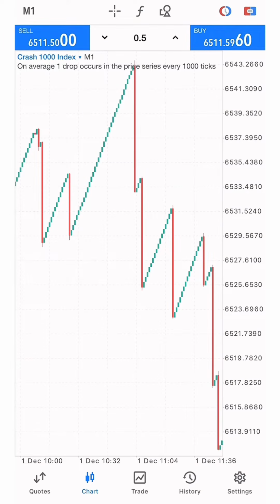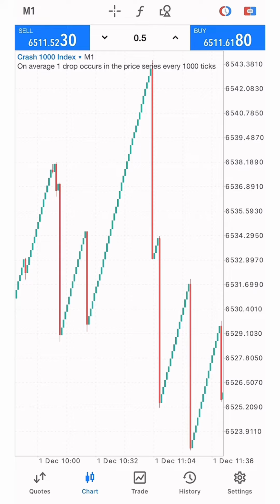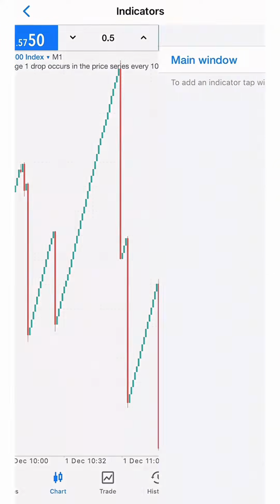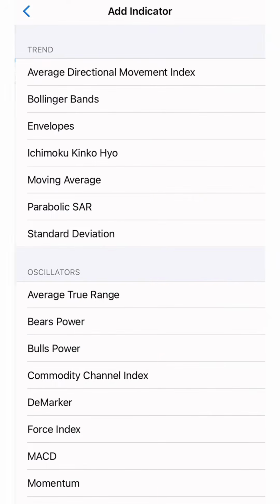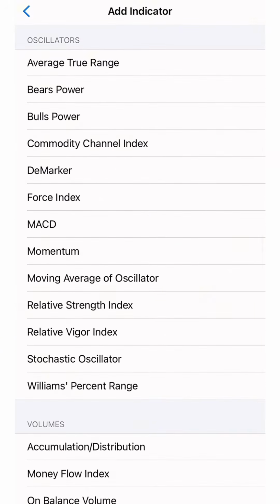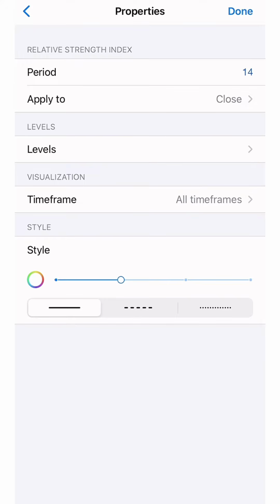Let's start with the Crash 1000 index and set our parameters for the money flow index, and we are using the RSI indicator as well for this strategy. We are using the RSI to set the positions for the money flow index. So let's go to the indicator section and select the RSI, which is the relative strength index. The RSI is going to be on indicator window 1, and if you are a beginner, RSI means the relative strength index.